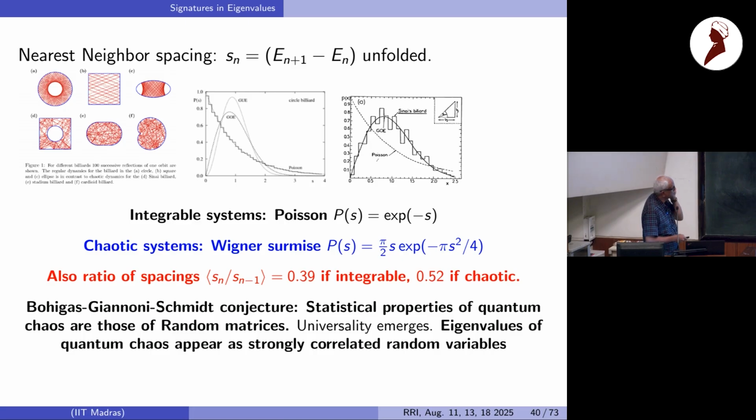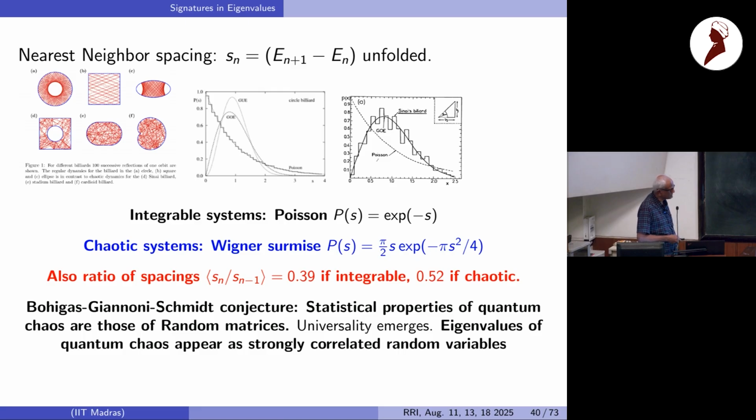So statistical properties of quantum chaos seem to be those of random matrices. These are all derived from random matrix results, things like Wigner's surmise. And therefore some universality emerges. Eigenvalues of quantum chaos appear as strongly correlated random variables.